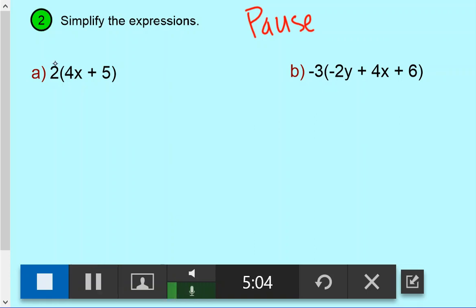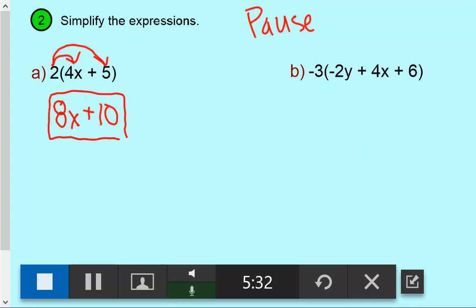Alright, for this first example, 2 times 4x plus 5, I'm going to use the distributive property to distribute the 2 to the 4x and then to the 5. Okay, so we'd have 2 times 4x, which would give us 8x, and 2 times a positive 5, which would give us plus 10. Okay, so now we don't have any more like terms and no more parentheses, so our expression is now simplified there.